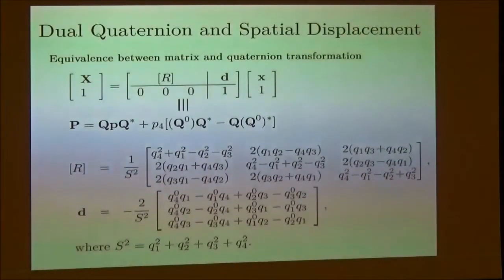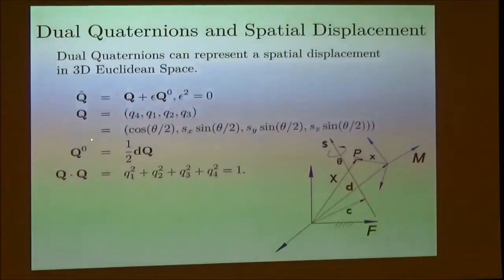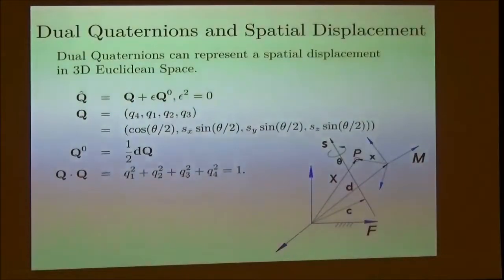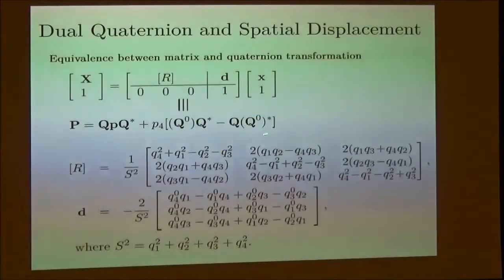Go back to the start here, right? Q0 is equal to 1/2 d Q. That's the dual part of the quaternion. And then substitute that Q0 in here, right over here.